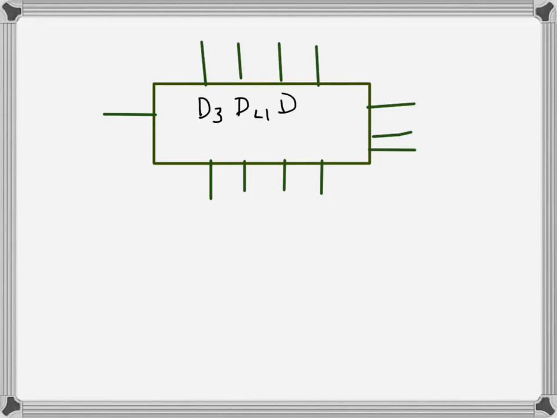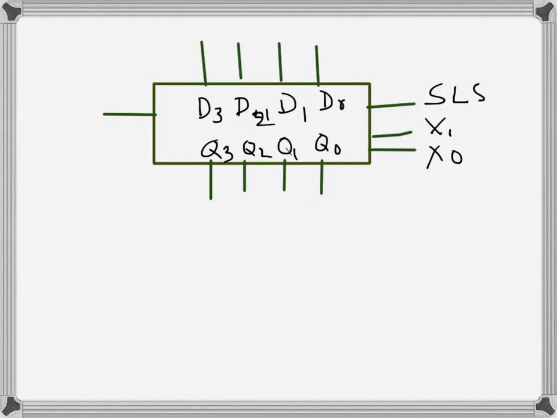I will try to describe a 4-bit universal shift register. So let's say these are inputs, these are outputs, and two more pins here, shift right and shift left, and two control inputs. So these are the inputs D3, D2, D1, D0, while Q3, Q2, Q1, Q0. Let's call these X1, X0, shift left serial and shift right serial.